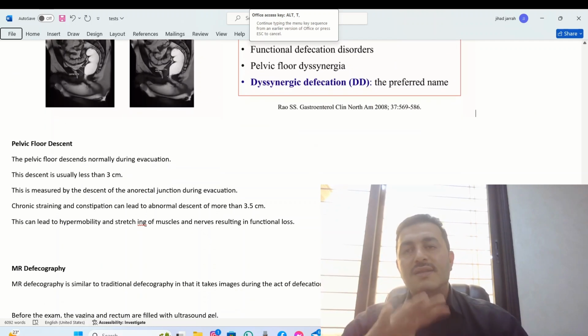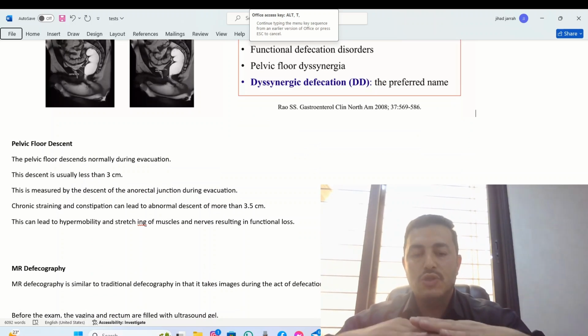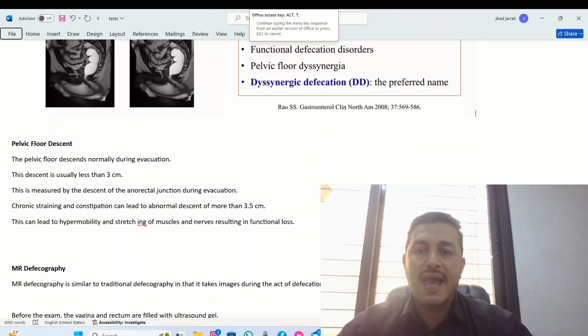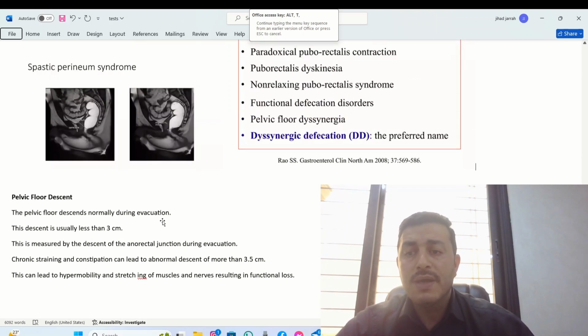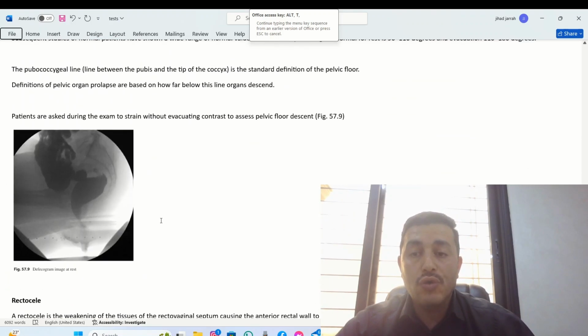Pelvic floor descent is the opposite of anismus. It's actually excessive relaxing, and more than 3 centimeters will be abnormal. Up to 3 centimeters is usually insignificant and normal, and maybe due to chronic straining and constipation. So this pathology we can pick up with defecogram.